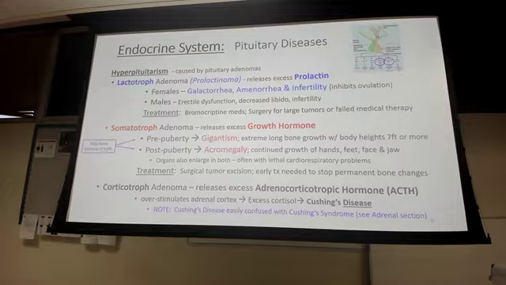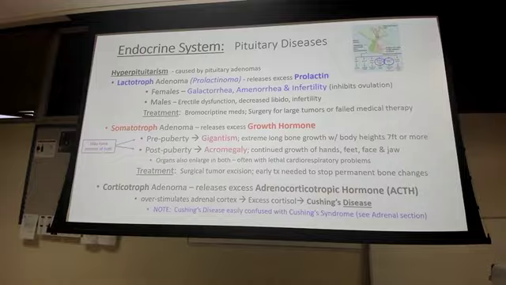In men, if we have a prolactinoma, they're going to have erectile dysfunction, decreased libido, and they're also going to be infertile because, again, we're shutting down that FSH and LH. Those hormones stimulate the testicles to make testosterone and undergo spermatogenesis to make the sperm. So if we shut that down, they're going to have these issues.